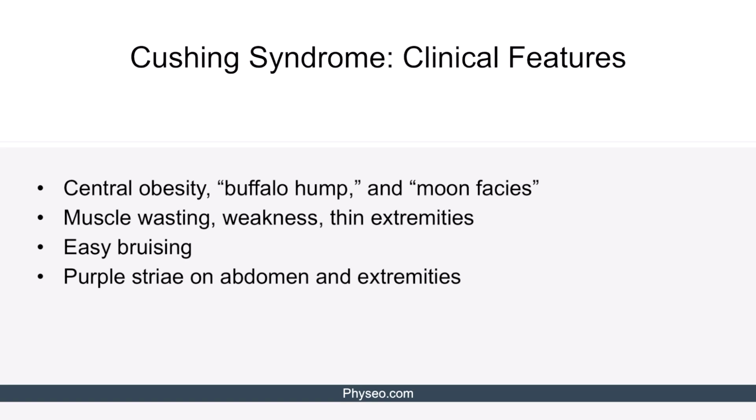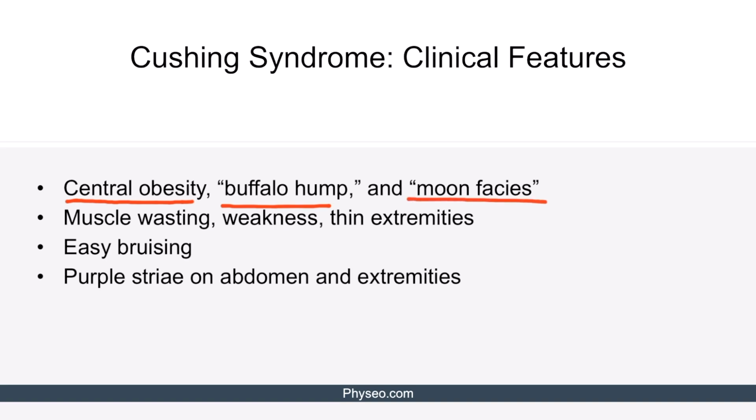levels of systemic cortisol. Due to cortisol-induced insulin resistance, the body secretes a lot of insulin, which causes excessive deposition of fat around the abdomen, leading to central obesity, around the back of the neck, leading to the so-called buffalo hump, and around the face, leading to the characteristic moon facies.